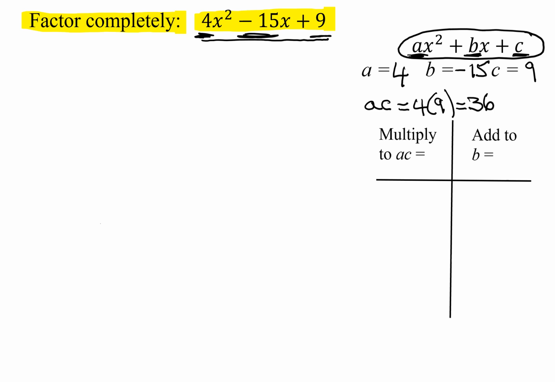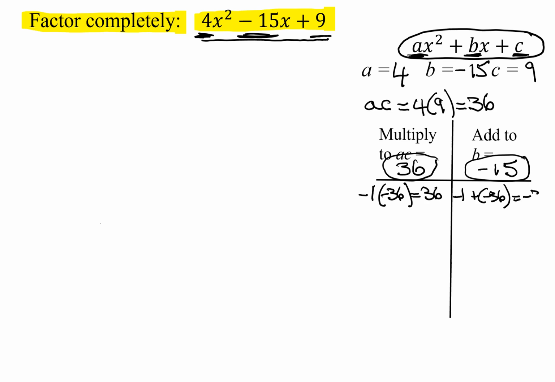So we are looking for two numbers that multiply to 36 and add to B, which is negative 15. Notice they multiply to a positive, that says the signs are the same. They add to a negative, both signs have to be negative. So I'm going to do it systematically, negative 1 and negative 36, multiply to positive 36, negative 1 plus a negative 36 adds to negative 37, not the number I'm looking for.